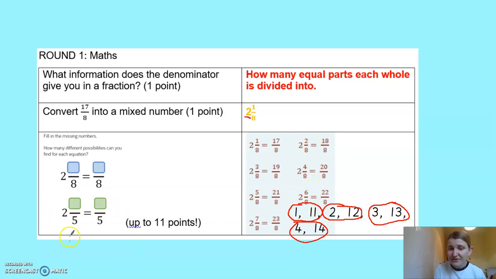And then for the fifths, I've put your pairs here. If it was 2 and 1/5, then you'd have 11/5 over here. If it was 2 and 2/5, you'd have 12/5, 2 and 3/5 is 13/5, and 2 and 4/5 would be 14/5. So again, there's 4 points available for that one, 7 for this, 4 for this, a total of 11 points. Remember, if you've written anything different, say for example 2 and 9/8, that's not actually correct, because a mixed number is a whole number and a proper fraction, where the bottom is bigger than the top. Okay, so up to 13 points just for round one.